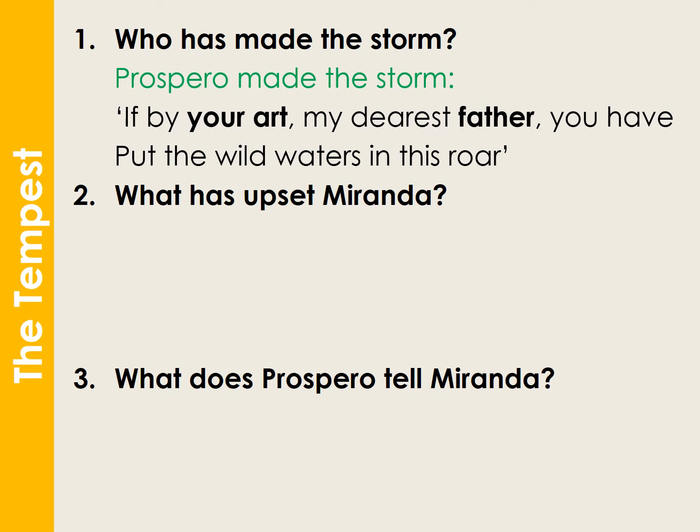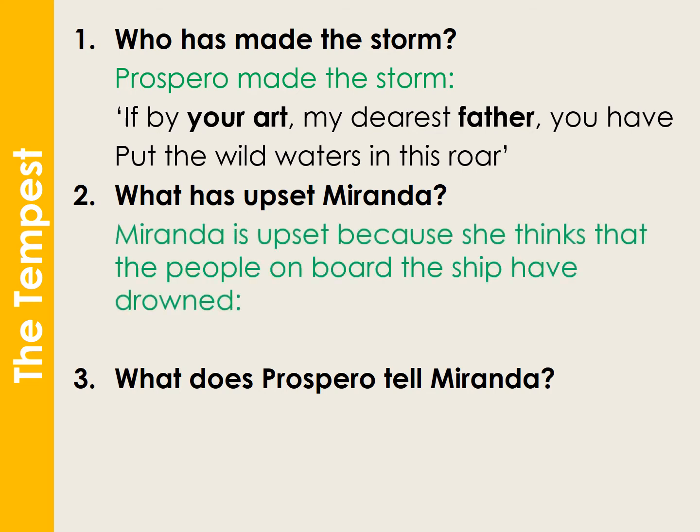Number two, what has upset Miranda? Well, Miranda's upset because she thinks the people on the ship have drowned. "Poor souls, they perished," she says, they died in this storm.